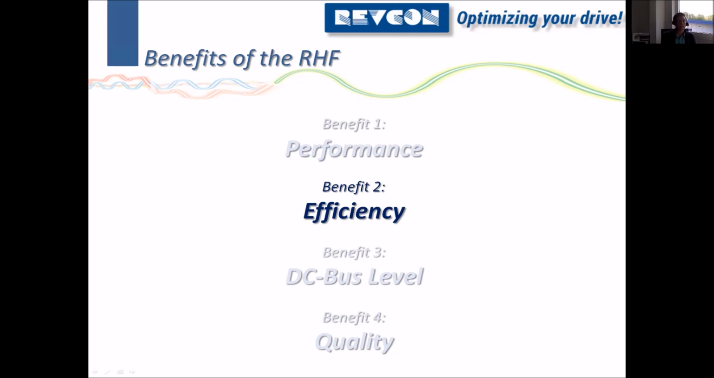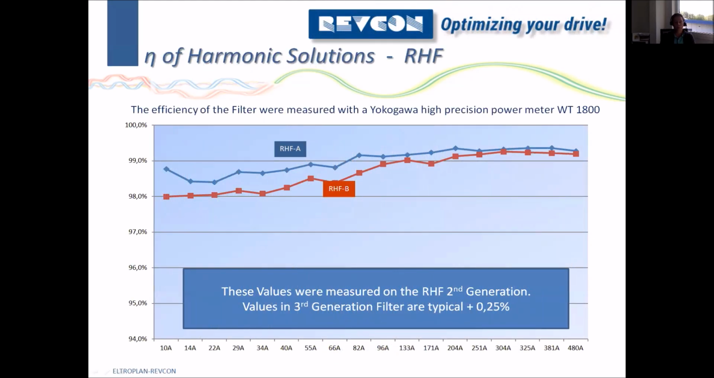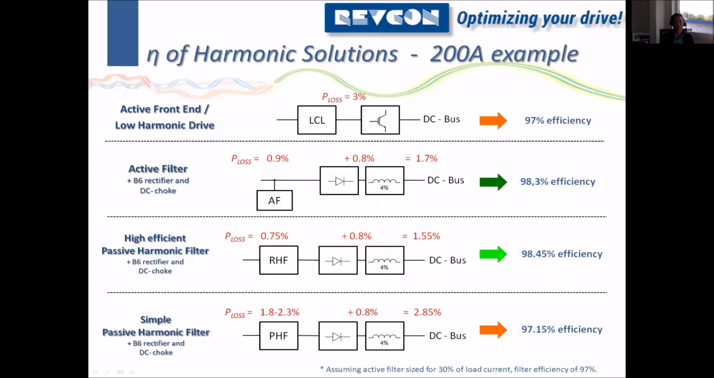Okay, so that was from the performance point of view. Looking at the efficiency, I think there are also some really relevant differences. This is a diagram showing all the individual efficiencies of the RHF range, but to give you a quick overview, this picture will be sufficient for now. To compare these solutions, we should look from the AC side to the DC bus.